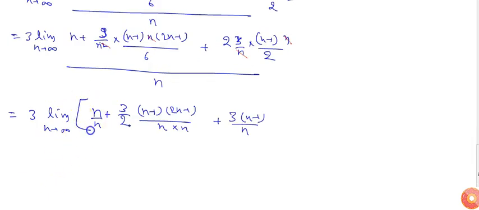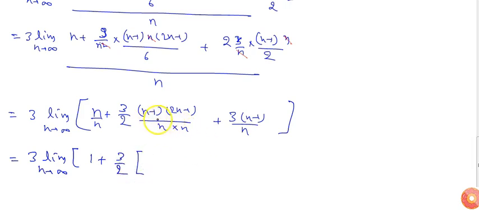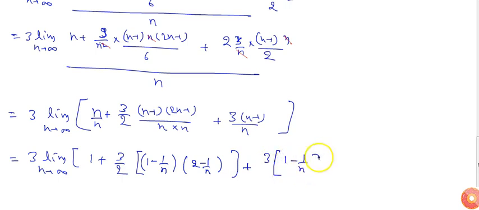So if I simplify each term, I'll get 3 limit n tends to infinite, 1 plus, it will be 3 by 2, I can write 1 plus 1 by n, 1 minus 1 by n, and here I can write 2 minus 1 by n, plus here I can write 1 minus 1 by n.